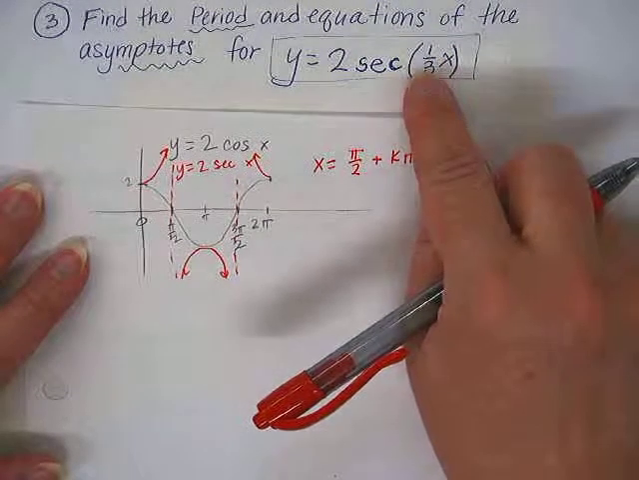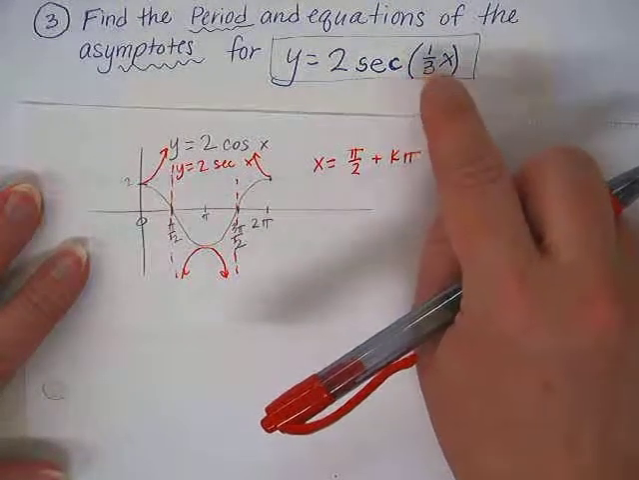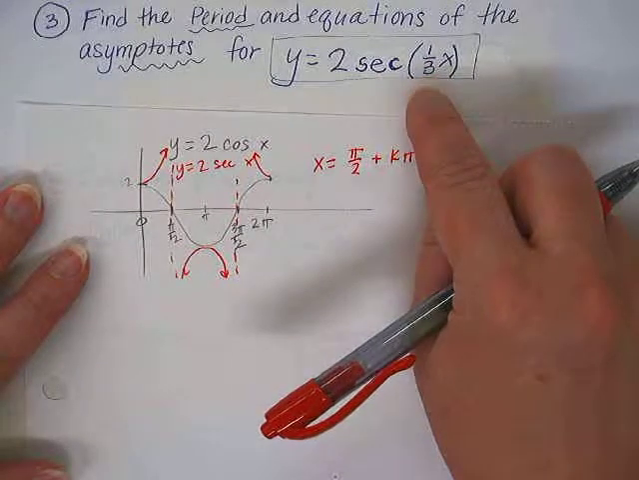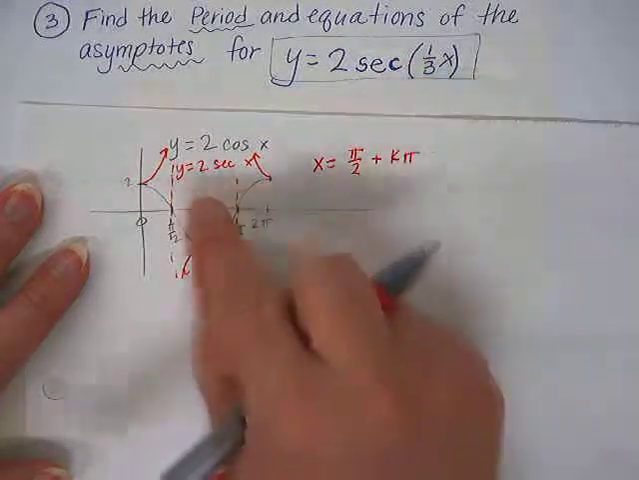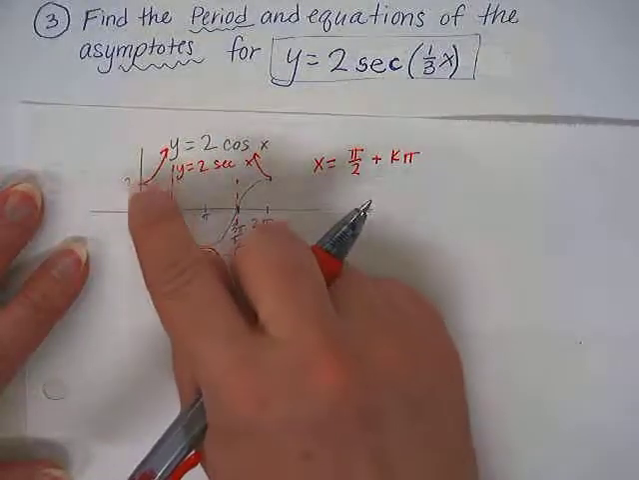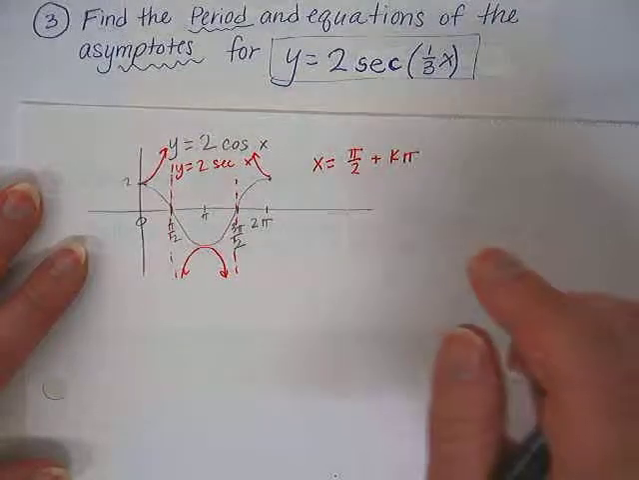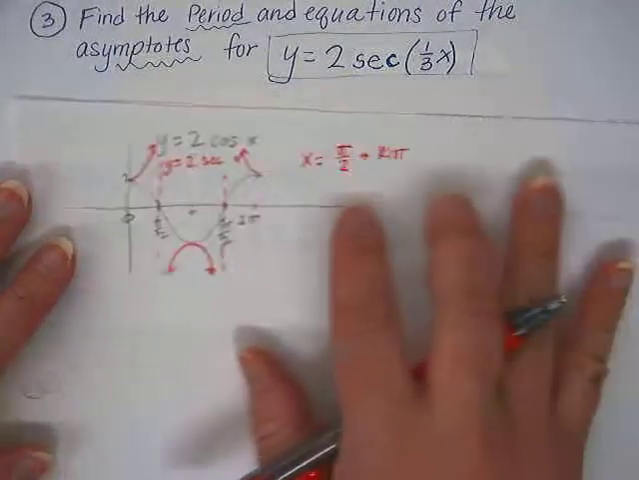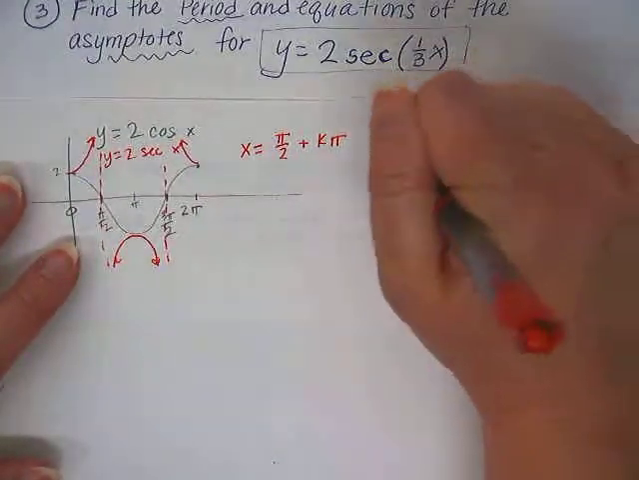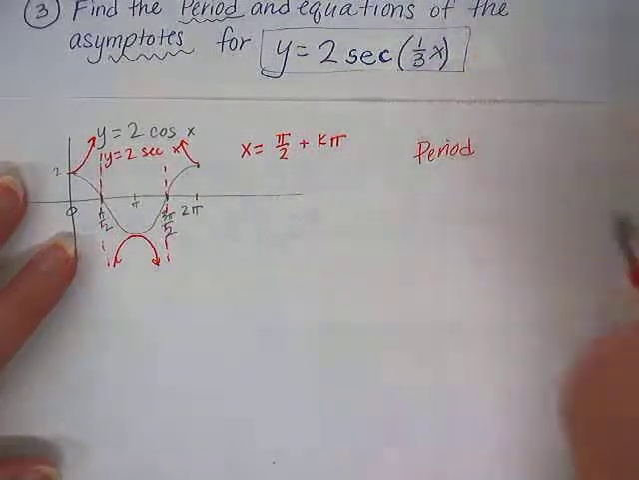Correct? Okay, so now let's talk about the 1/3 and what that does to this answer. 1/3 means there's 1/3 of the graph in 2 pi where there would normally be one graph. That stretches it out this way, so we would just get one little piece of it, a third of it in 2 pi. I'm not going to graph that part. I'm just going to use that information to do the rest of it.